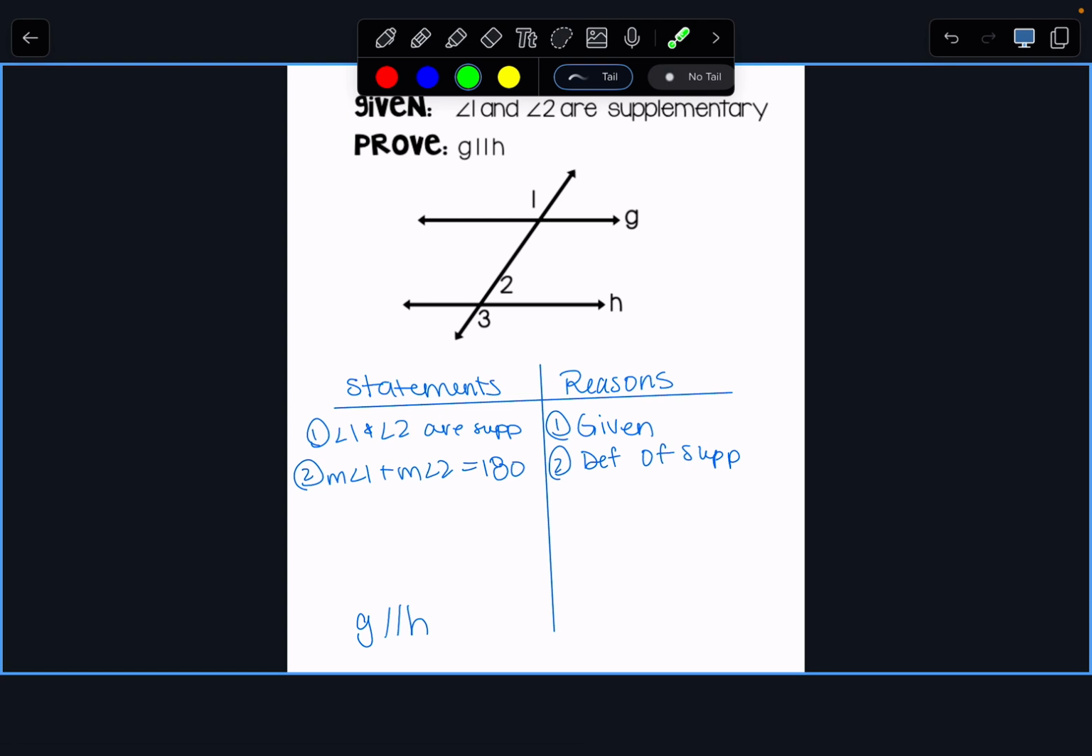Well, angle 2 and the angle to the left of angle 3 at the bottom are vertical angles. You know what? We don't even have to mess with vertical angles. What kind of angles are 2 and 3? Be a little bit more specific. They are a linear pair. So we know that the measure of angle 2 plus the measure of angle 3 is 180 because that's the definition of a linear pair.